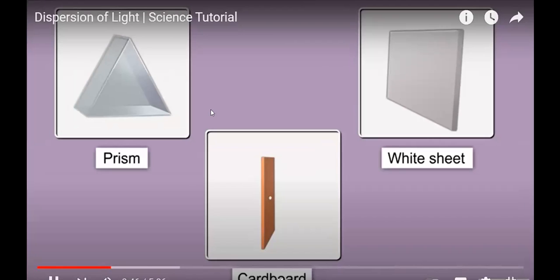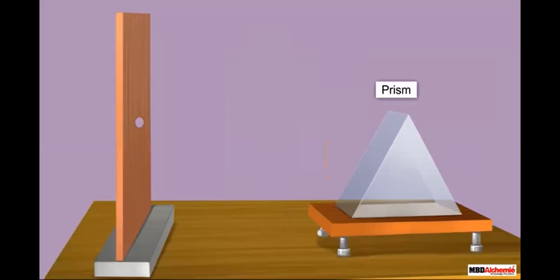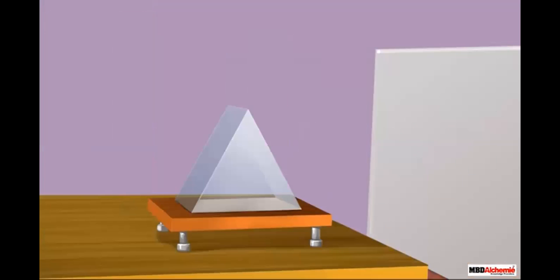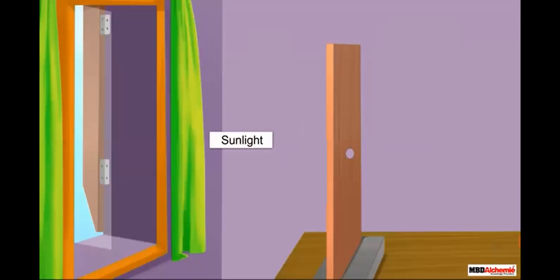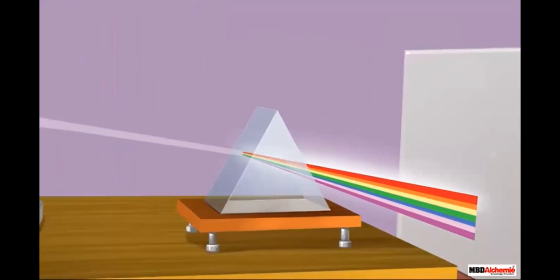Take a white sheet of cardboard with a small hole at its center. Place the cardboard at a position such that the sunlight falls directly on it. Next, keep the prism such that the light passing through the hole of the cardboard falls on the surface of the prism. At the other end of the prism, fix the white sheet as shown. As the sunlight passes through the prism, you will observe a beautiful band of colors appearing on the white sheet.